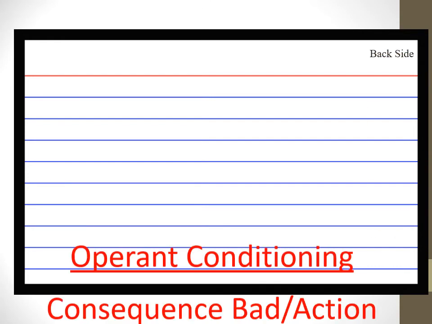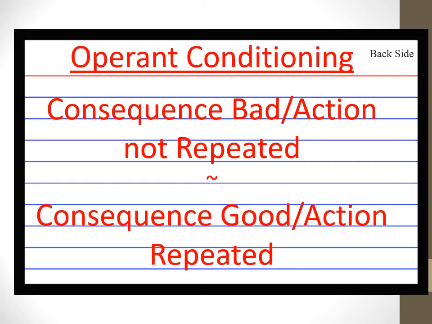All right, so on the back side of our index card, we are going to write operant conditioning, which is different from classical conditioning. In operant conditioning, if the consequence is bad, the action is not repeated. If the consequence is good, the action is repeated. So basically, rewards increase good behavior, whereas punishment decreases bad behavior.